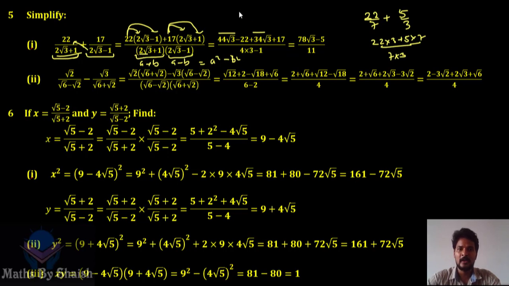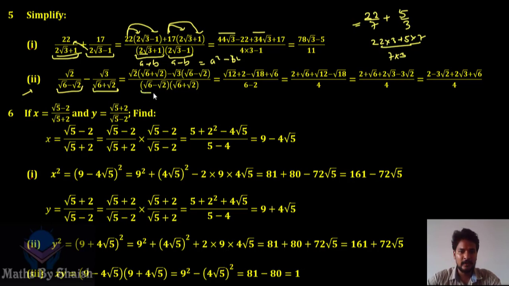2 root 3 square means 2 2s are 4, root 3 into root 3 is 3, so 4 3s are 12, and minus 1 is 11. Similarly, for the second part, again we can see the denominators are the rationalizing factors of each other. So if they are rationalizing factors of each other, we are simply going to use the normal method of calculating the sum or difference of the two rational numbers.